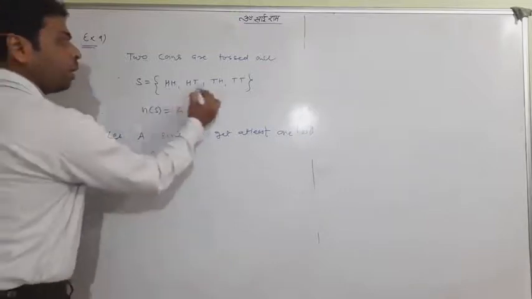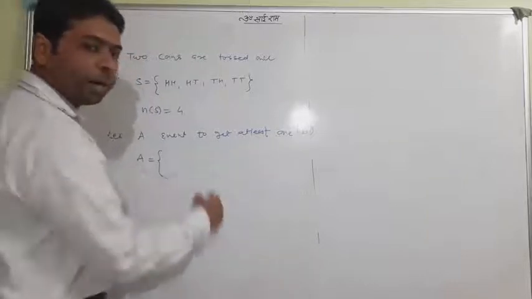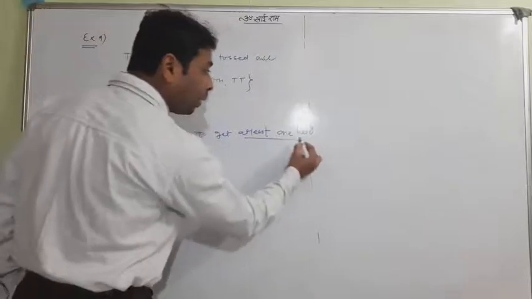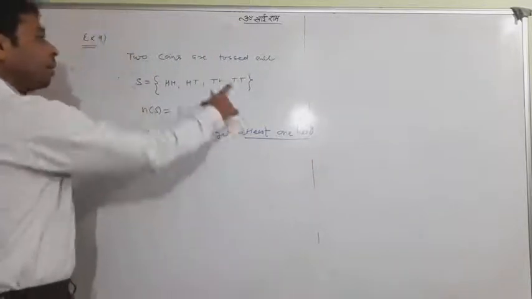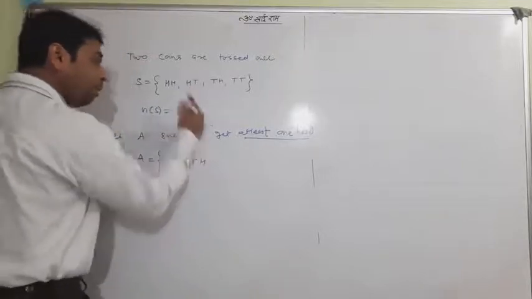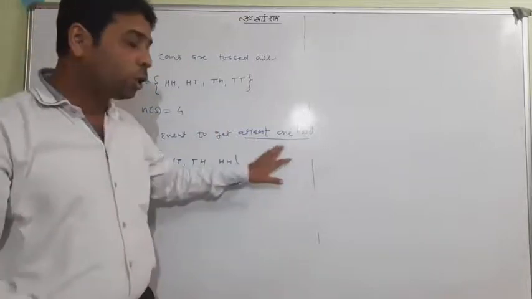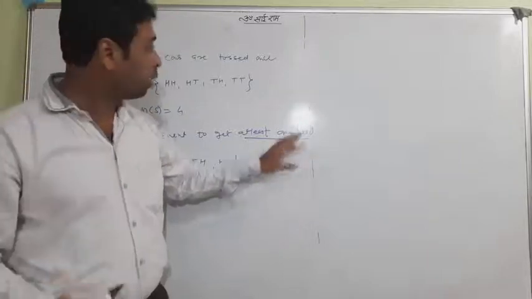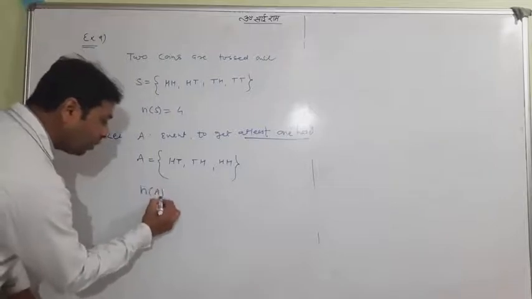Can you catch? S contains all possible elements, and we just want to find the favorable cases by reading event A, to get at least one head. What is the meaning of at least one head? It means HT can come, TH can come, and at most double head, HH, can come. At least one head means at least one head must be there. Maximum it may be 2. So only TT will be left out, and only 3 elements are favorable.